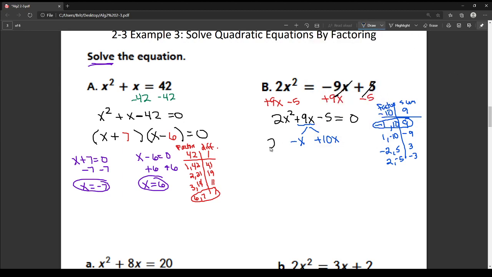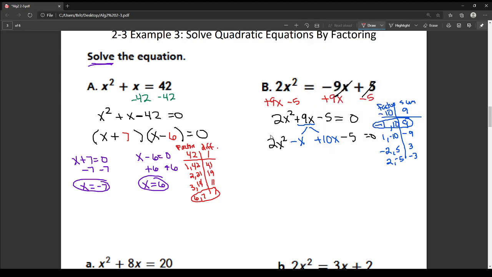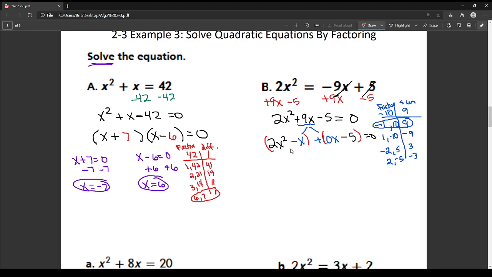Now don't forget your a and c terms. Those are important. I'm going to put that equals 0. He kind of just looms there for now. Alright, our next thing is to separate this with the sets of parentheses. Make sure to have the plus between the sets of parentheses or you'll mess up. Now I factor out the GCF on each term. So 2x squared minus x, the GCF is x. Here, 10x and 5, the GCF is 5.